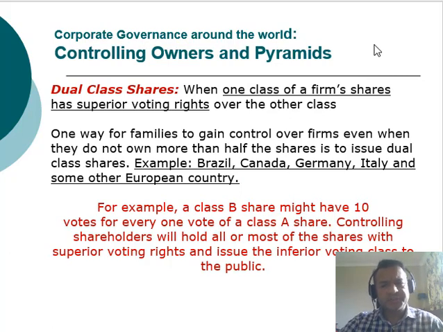Now, in some countries there are dual class shares. A dual class share is a share where one particular class has higher voting rights. For example, a class B share might have 10 votes for every 1 vote of the class A shares. So the controlling shareholders might have only a small number of shares, but their voting right could be the largest in the company.